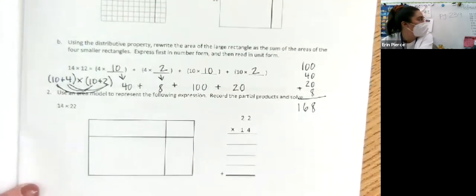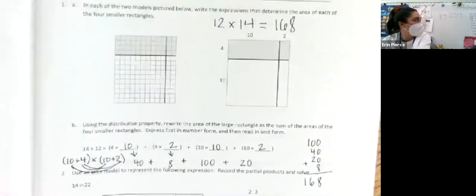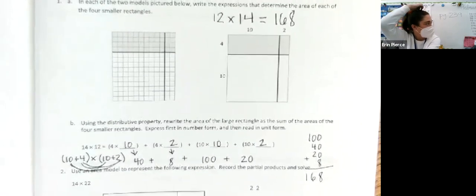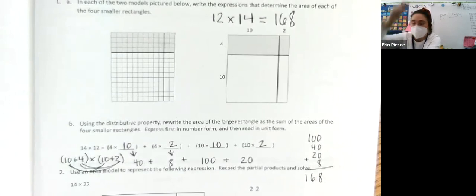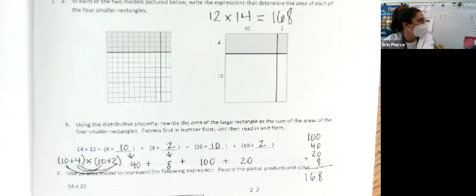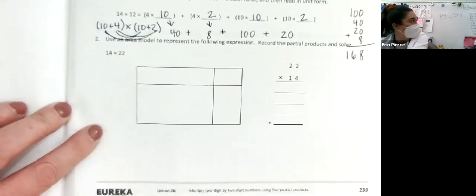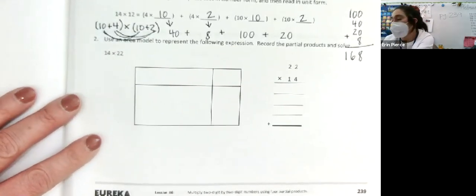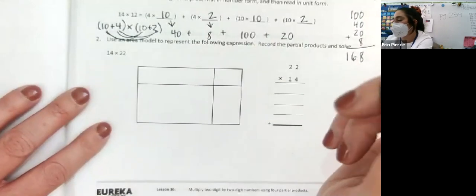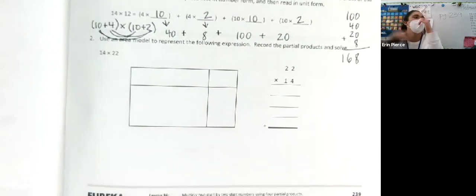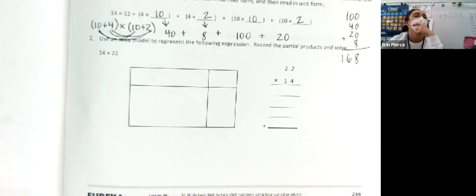Now, sometimes it's weird because the book will include things that we did not do in our lesson. So that's why I definitely wanted to do all of 1A and B together, okay? But number 2 is more similar to what we've been doing. So if I break down 14 and 22, what am I really multiplying? What am I really multiplying? Owen.